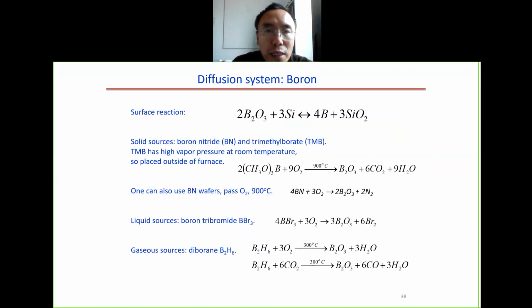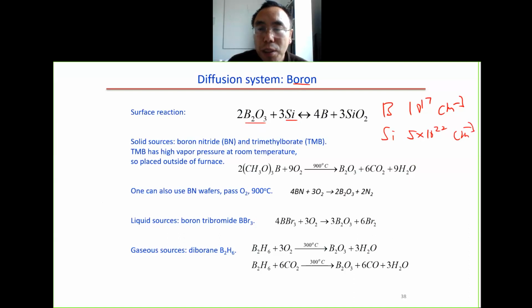And now we look at the gas doping. The first one is boron. The chemical reaction is boron oxide reacting with the silicon to form the boron and the silicon oxide. Normally, the dopant, for example boron, may be 10 to the power 17 per cubic centimeter. For the silicon, we know that it is 10 to the power 22 per cubic centimeter. So you can see the boron concentration is very small compared to silicon. So even though we have this equation here, not much silicon gets consumed by this process, because the silicon is 10 to the power 22.